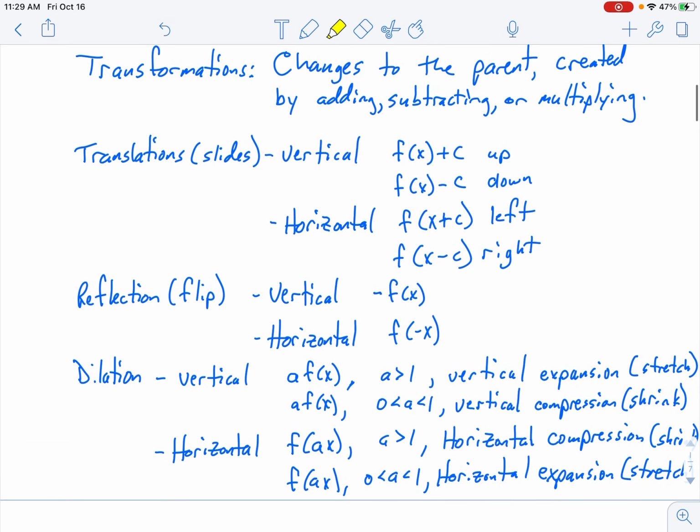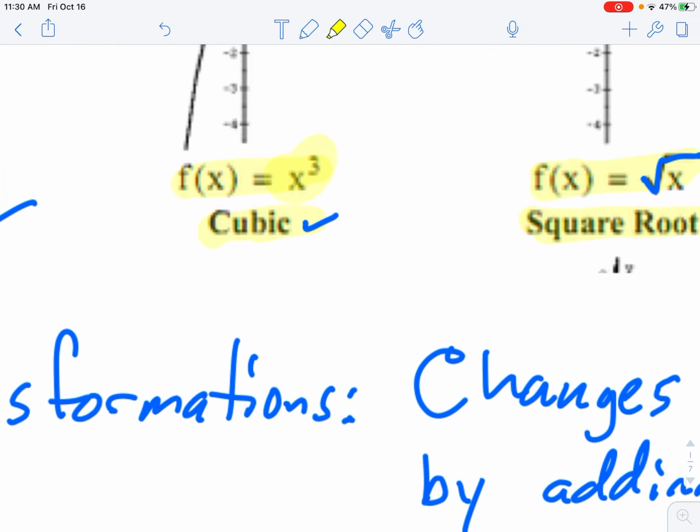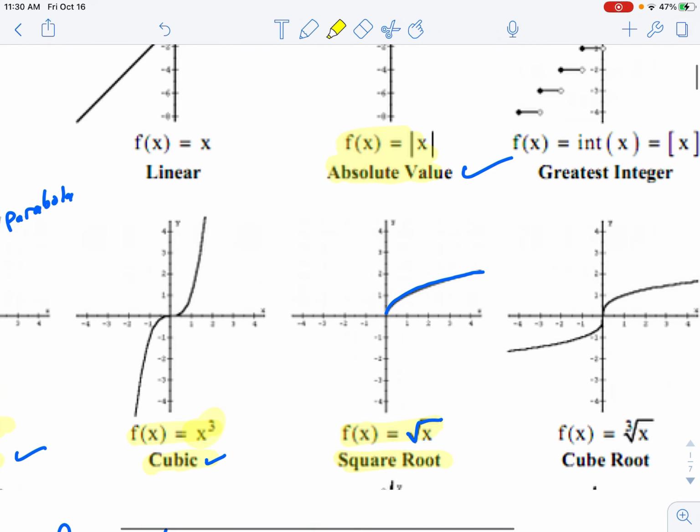It's just something you can have for the future. But for now, we're only going to do translations. Now, if you take a function, f of x is a generic way of writing a function. So instead of writing x cubed, x squared, square root of x, absolute value of x, writing those over and over and over, we just write f of x, and that's supposed to represent a function.